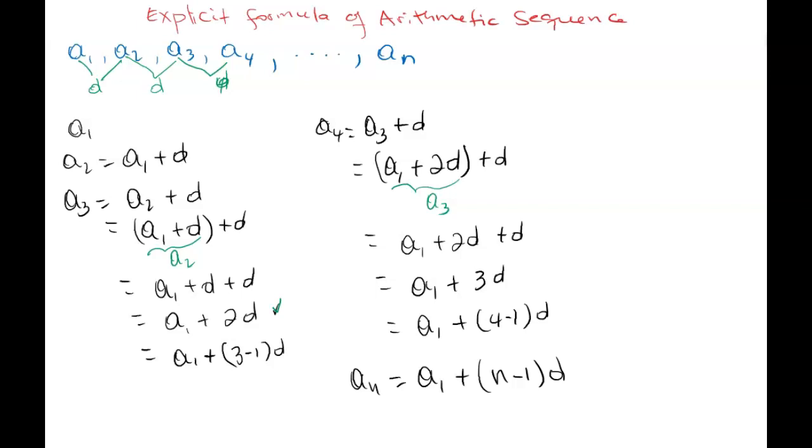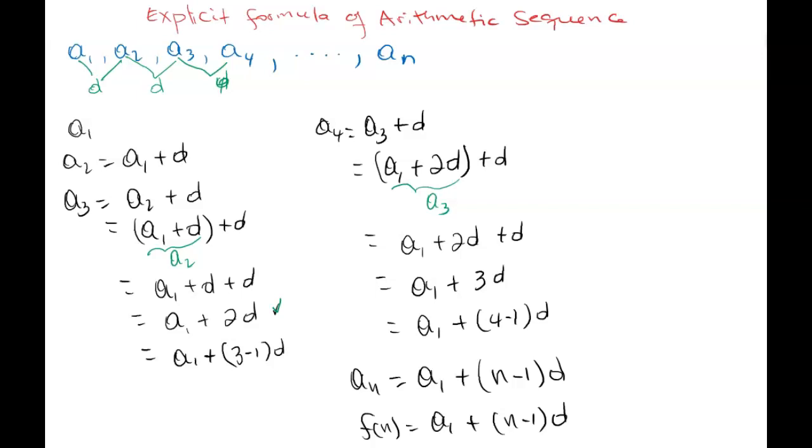Okay, so now we also have the function way to write the explicit formula. That's the same thing as saying f of n equals the first term plus n minus 1 times d. So it's the same thing. This is the explicit formula for an arithmetic sequence.